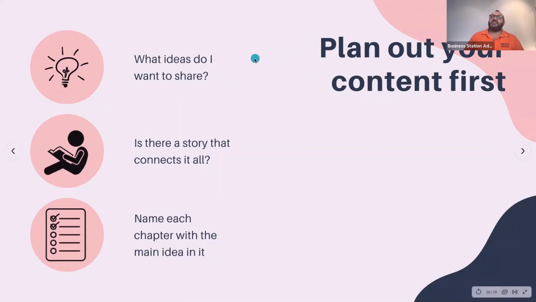So if we break it down into those different days, if you plan out your content first, let's look at asking the question of what ideas do I want to share? That's where you go, what is the main crux of what I want to put across? Think of, is there a story that's connecting it? Now, you don't have to write down that story on day one when you're doing your planning. You just go, there is a story here.